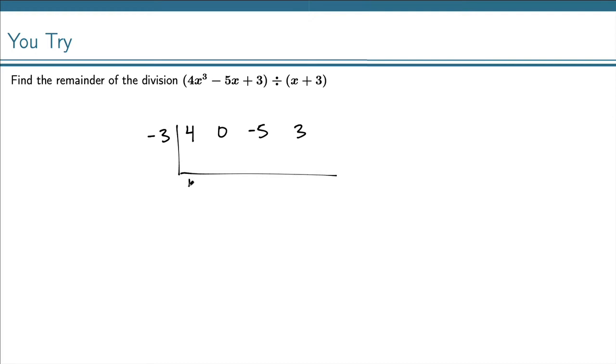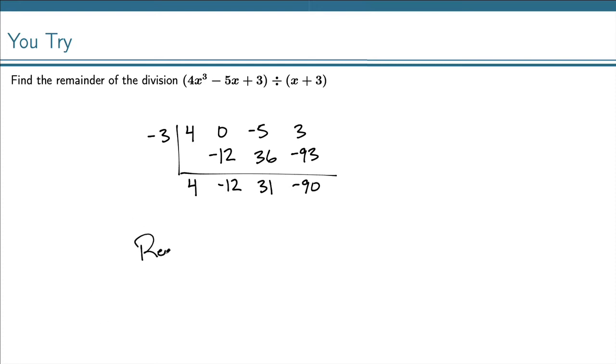All right, we pull the 4 down. 4 times negative 3 is negative 12. We add those. 0 plus negative 12 is negative 12. And we multiply negative 12 times negative 3, which is positive 36. And we add 36 plus negative 5 is 31. And then multiply by negative 3, and we get negative 93. And then we can add these, and we get negative 90.